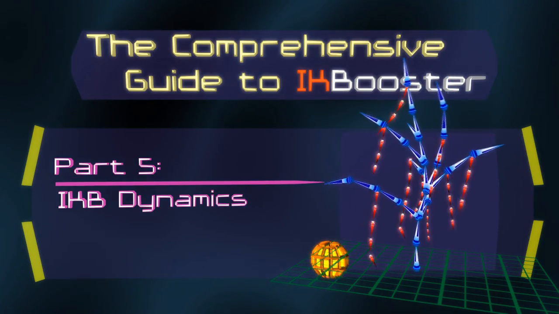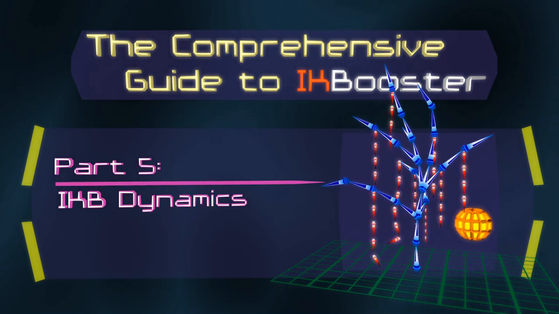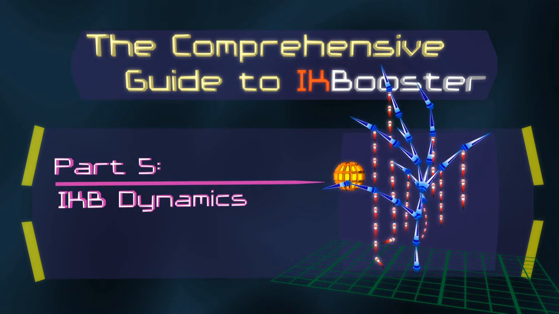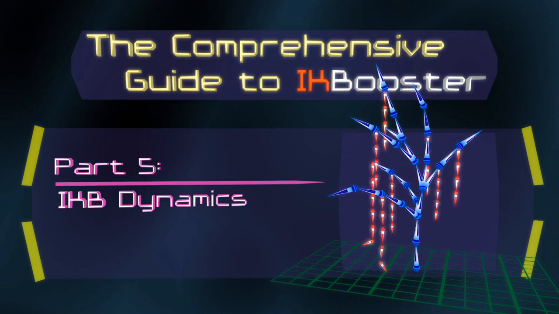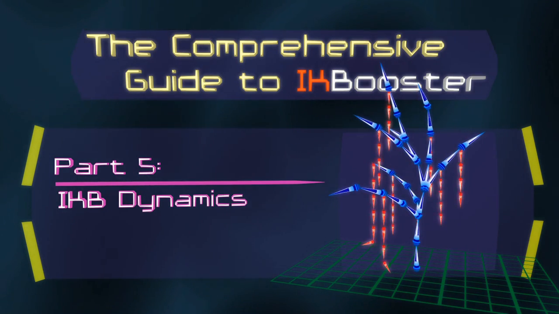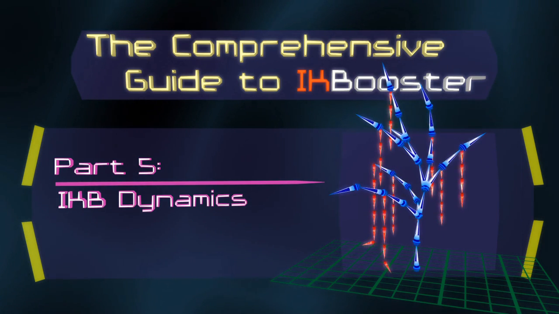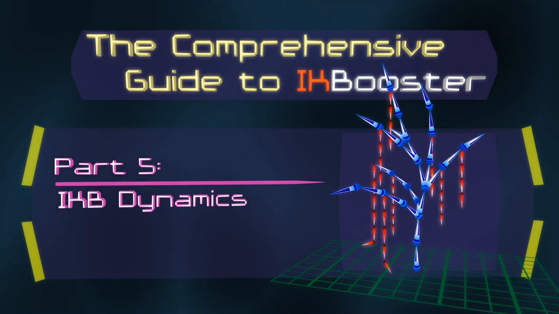IKBooster contains within it a way to apply dynamic, calculated motions that can interact with environments and allow the user to animate things that would normally take a long time to do by hand. That description, however, doesn't really communicate a whole lot because bullet, cloth effects, hard effects, etc. also do this. So where does IKBooster Dynamics fit into the picture?